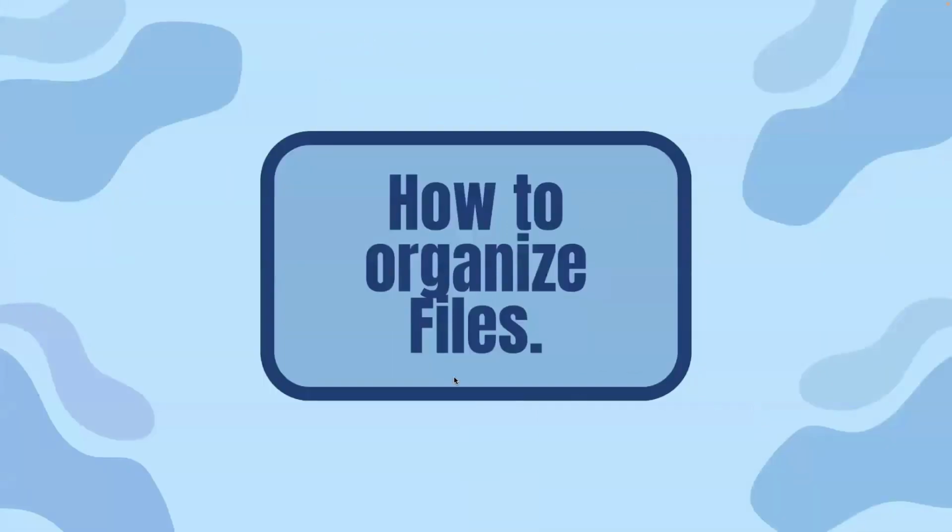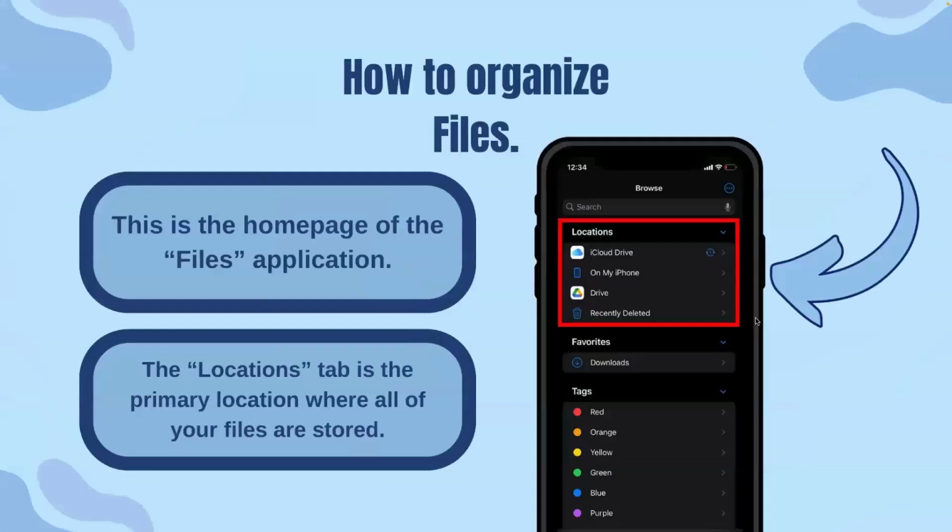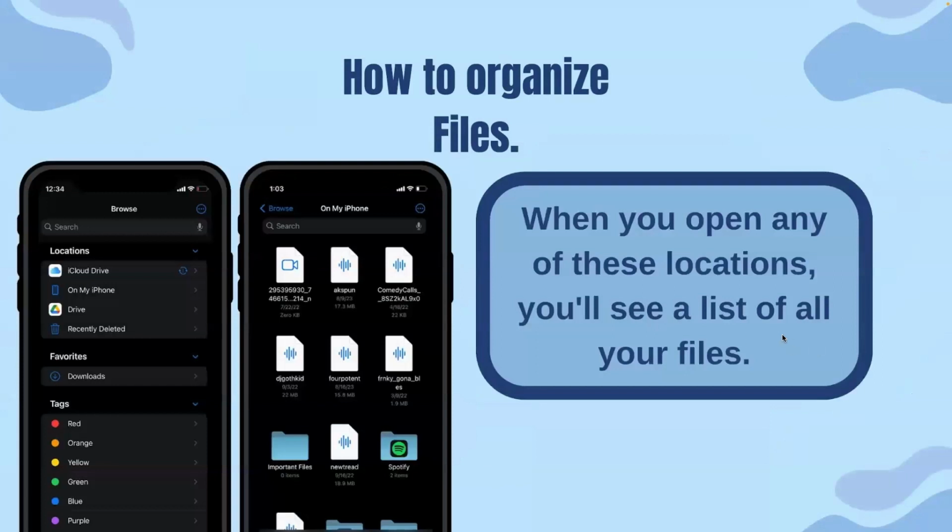So how do we organize files? This is the home page of the Files application. The Locations tab is the primary location where all of your files are stored, and it looks just like this. When you open any of these locations, you'll see a list of all of your files.